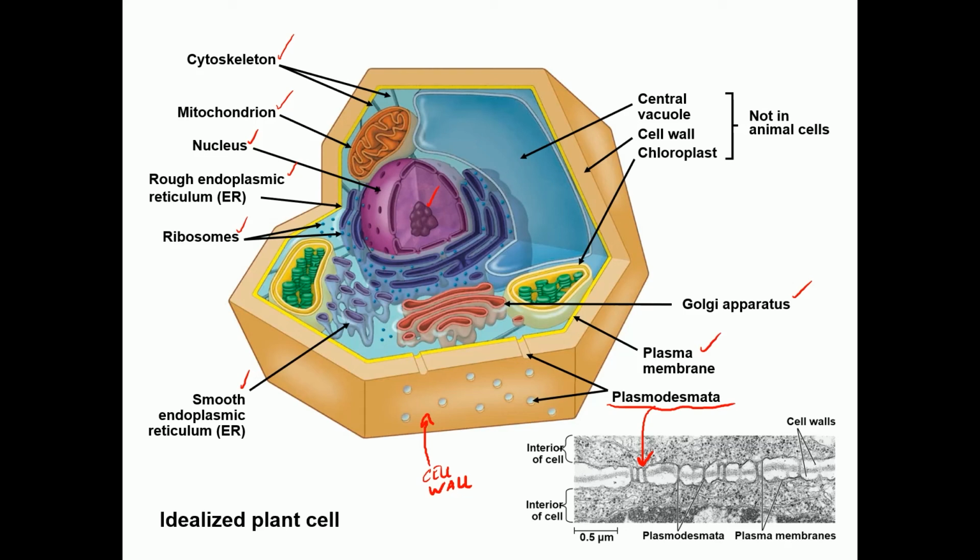So you need these little channels in between cells. And if you have a solid barrier in between them, that's hard. So you need these plasmodesmata, they're called, in order to get through the cell wall. So cell wall, that's something you'll see in plant cells, but not animal cells. The chloroplasts, that's something you'll see in plant cells, but not animal cells. Chloroplasts, of course, where you see photosynthesis taking place inside of plant cells.